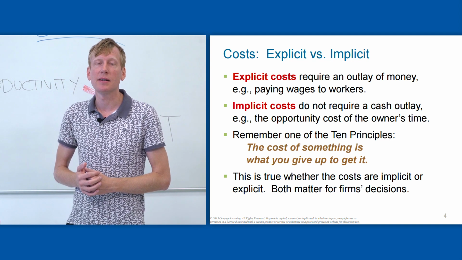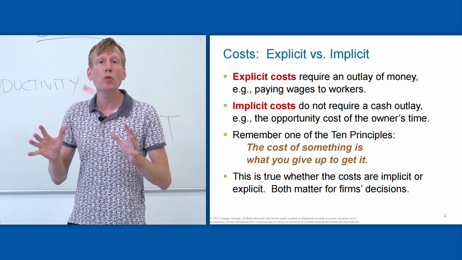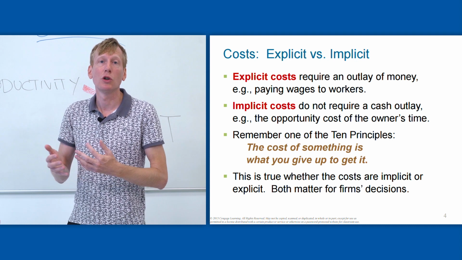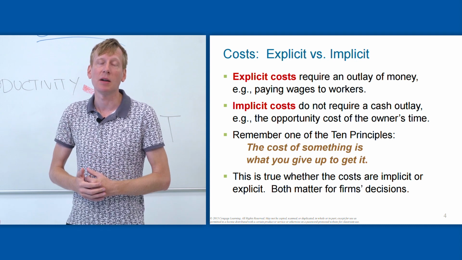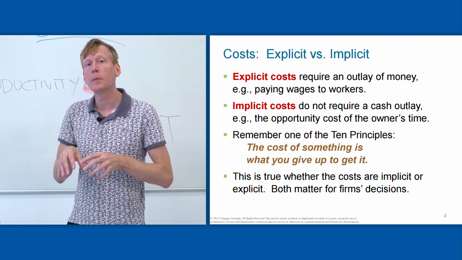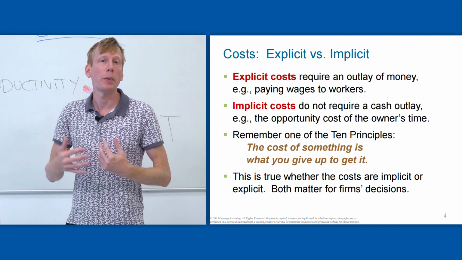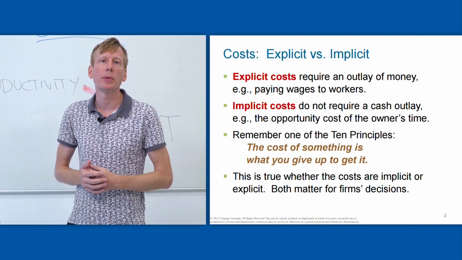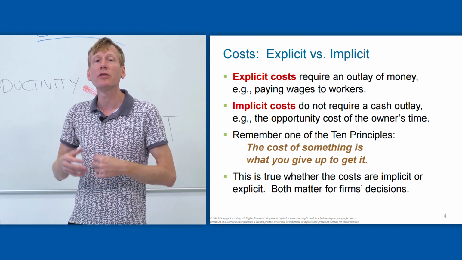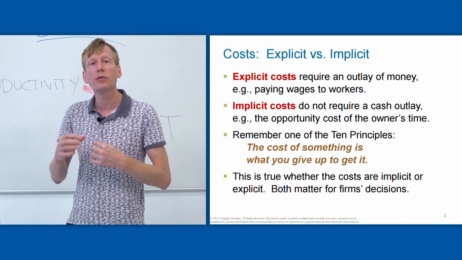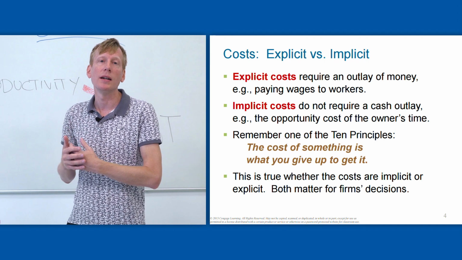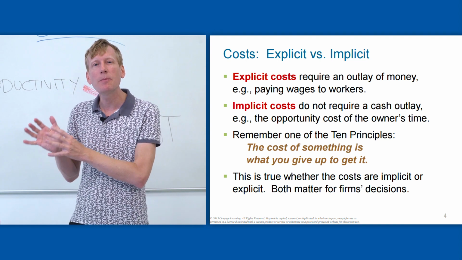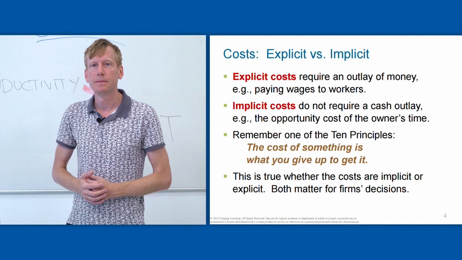So an implicit cost might, for example, be if a business owns a building which it uses, the implicit rent that the business loses by not renting that building out to someone else. Or if you work for a business that you own and don't pay yourself a wage, you could have been working for some other company. And if you worked for some other company, you would be paid a wage. But working for yourself, you're not paid a wage. So by working for yourself, for your own business, you sacrifice that wage. It's an opportunity cost. You've lost the opportunity to earn a wage. It's an implicit rather than explicit cost.